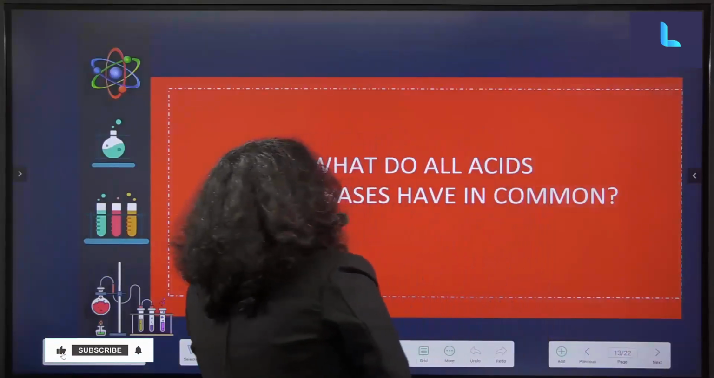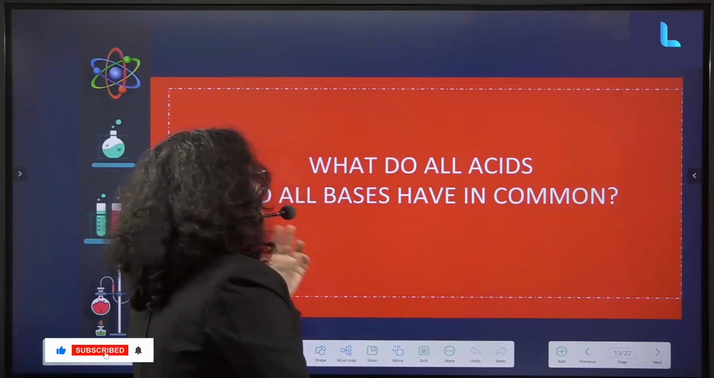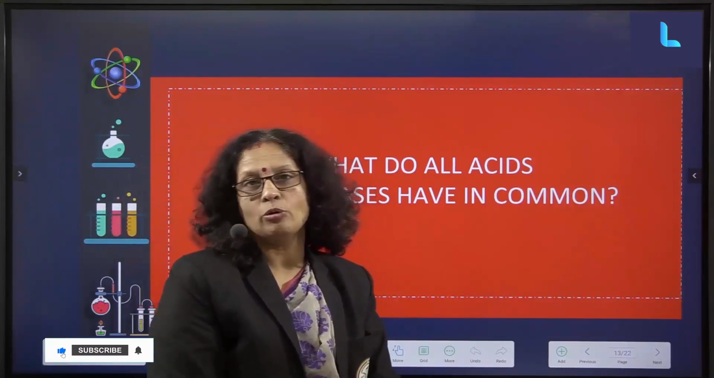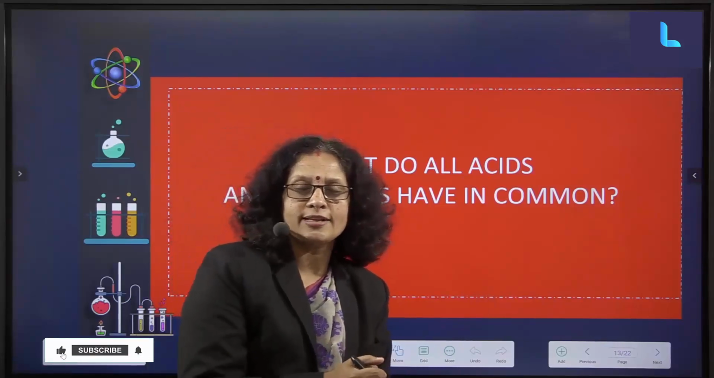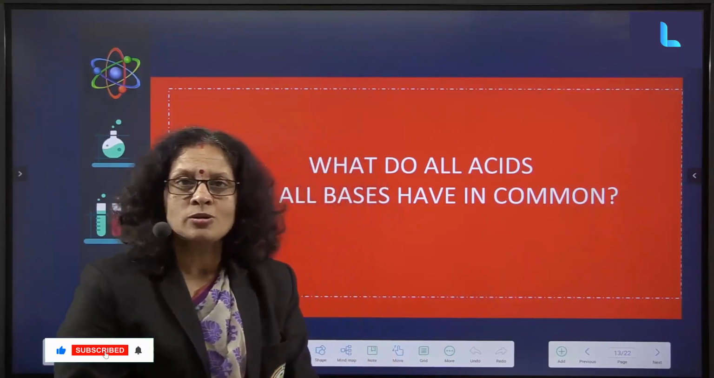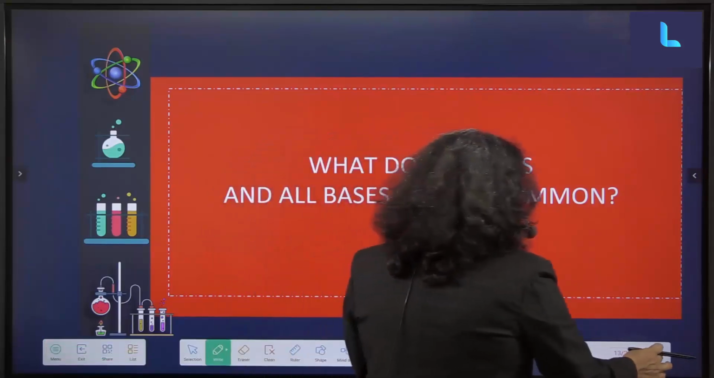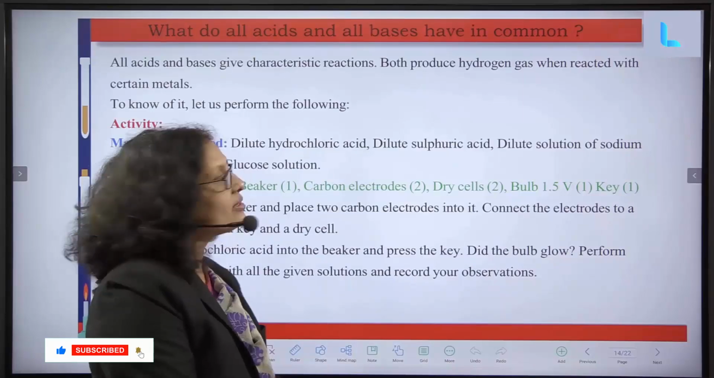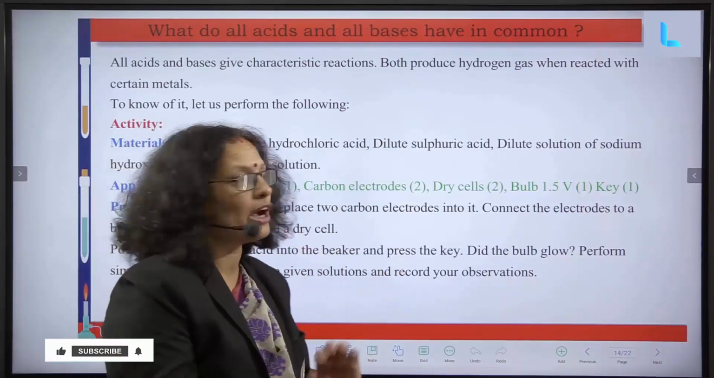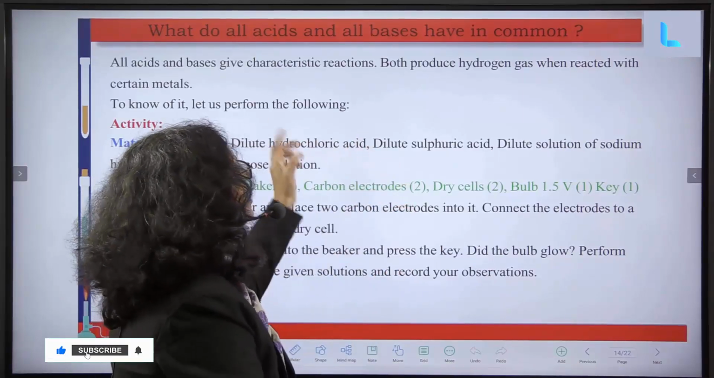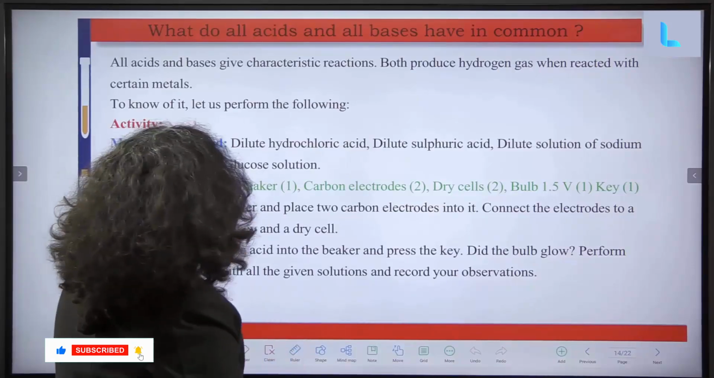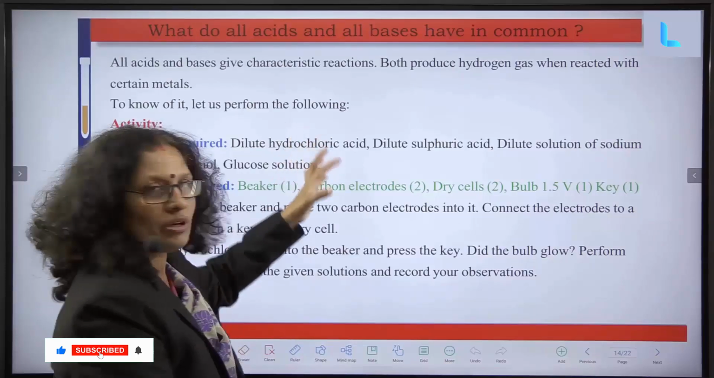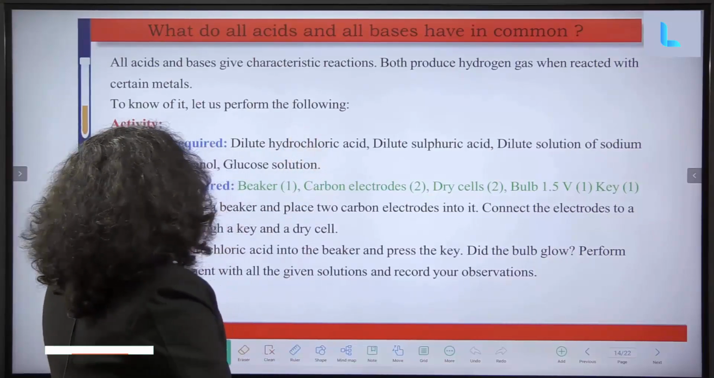What do all acids and all bases have in common? What is the common thing about them? Whenever they react with certain metals, they liberate hydrogen gas. This is one thing common. Now we can say all acids and bases have their own characteristic reactions, and both produce hydrogen gas when they react with certain metals. To understand this, we have some experiments to perform.